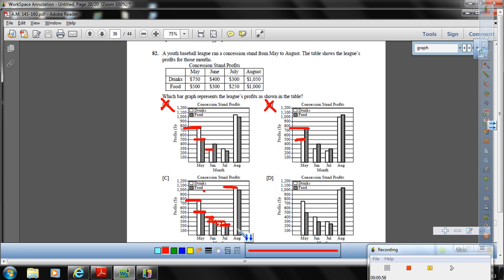Let's check our final one. The amount of food sold in the month of August goes all the way to $1,000, which is exactly what they sold according to our chart. Therefore, we know that answer choice C is looking like the right answer.